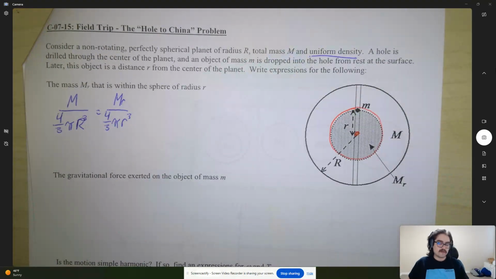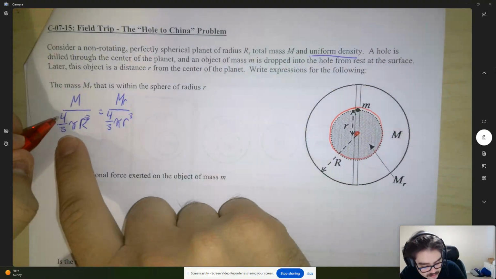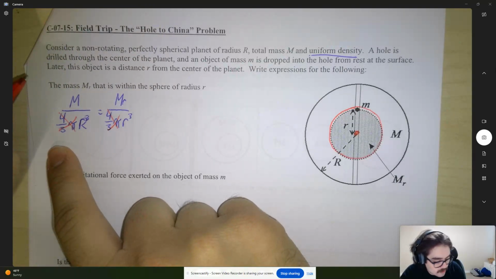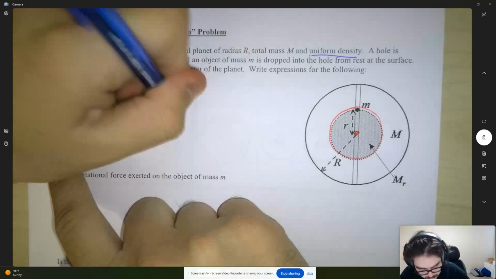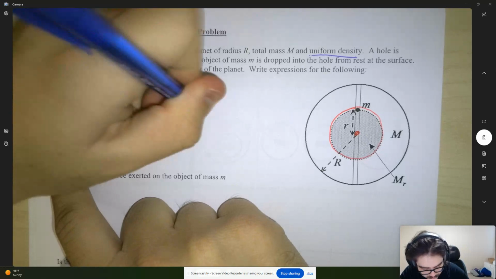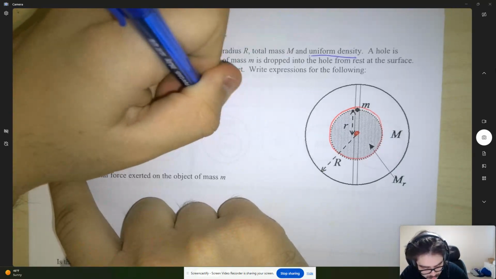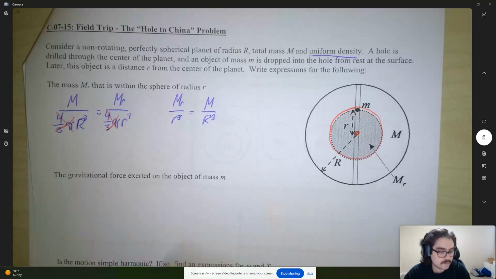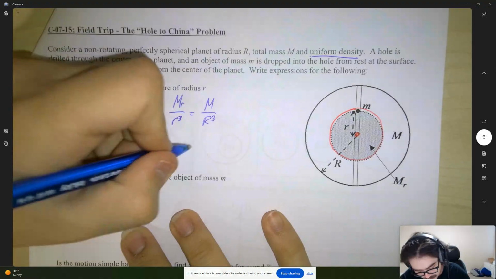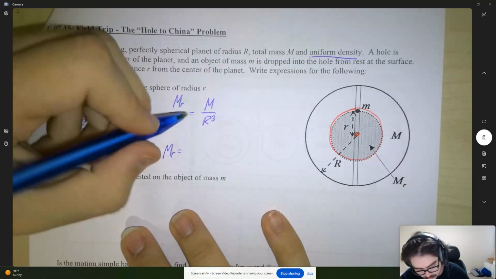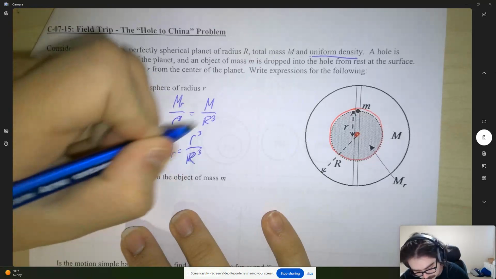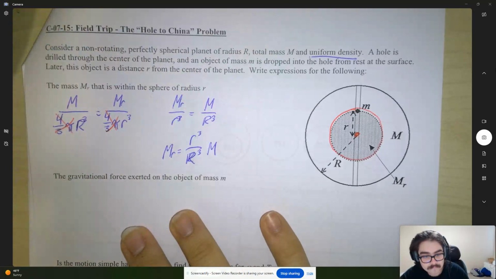So I can set that equal to big M sub r over 4/3 pi little r cubed. This is not that hard to solve because the 4/3 pi on the left cancels with the 4/3 pi on the right side. You get capital M sub r over little r cubed, and you set that equal to capital M over capital R cubed. If you want M sub r by itself, I multiply by little r cubed, so this becomes little r cubed over capital R cubed, times big M.